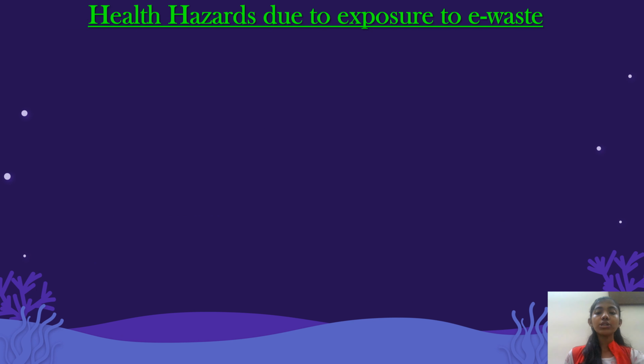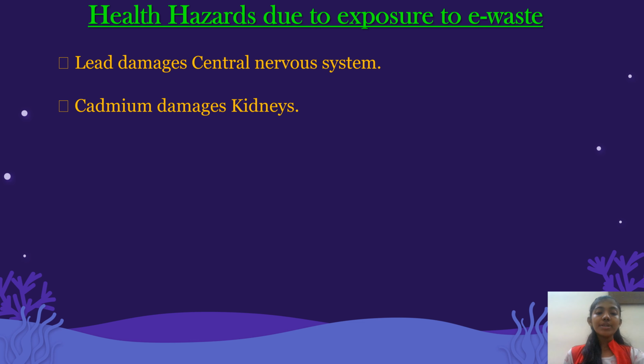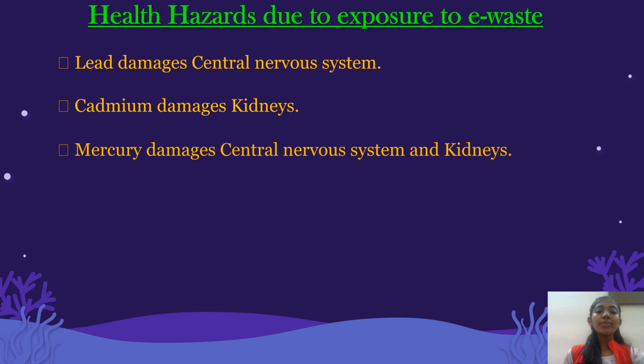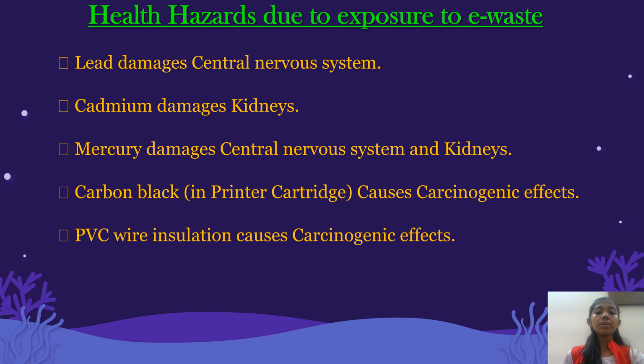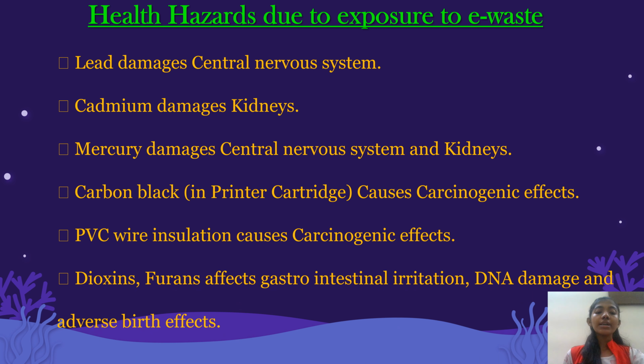Health hazards due to exposure to e-waste. Electronic waste also affects our health: lead damages our central nervous system, cadmium damages kidneys, mercury damages the central nervous system and kidneys, carbon black in printer cartridges causes carcinogenic effects, PVC wire insulation causes carcinogenic effects, and dioxins and furans cause gastrointestinal irritation, DNA damage, and adverse birth effects.